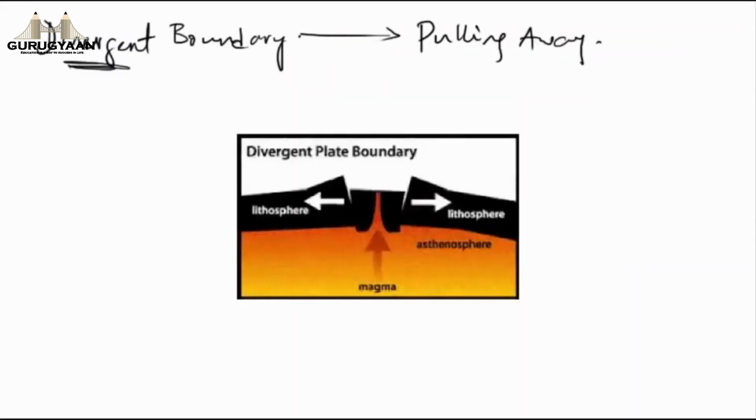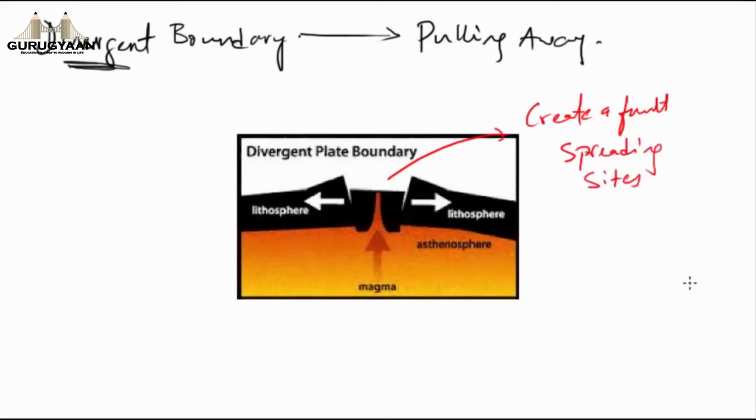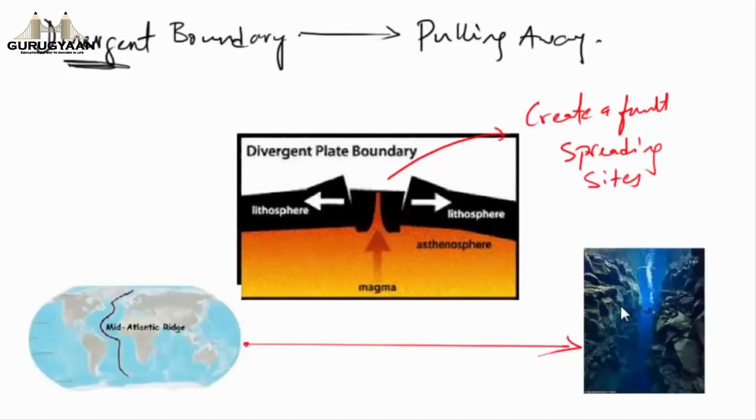So plates that move apart from each other due to the divergent mechanism create a fault or depression, which is known as a divergent boundary. Places where plates move away are also known as spreading sites. One such example is the Mid-Atlantic Ridge. Here the American plate is separated from the Eurasian and African plates.